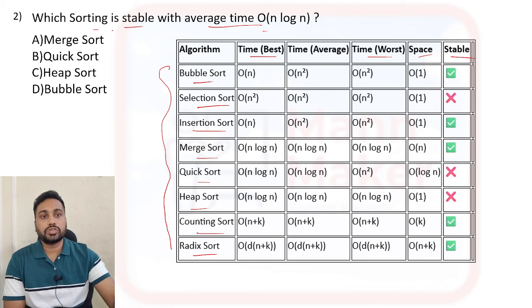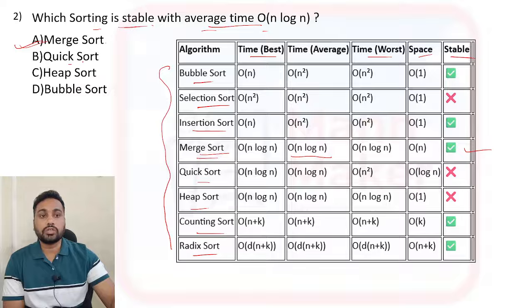Like in this question, if you see, they have asked about a stable sorting. So merge sort is also stable. Here you can see this is merge sort, so this is the stable condition. Okay. And its average time is this one, O(n log n). So from here you can say merge sort is your correct answer.